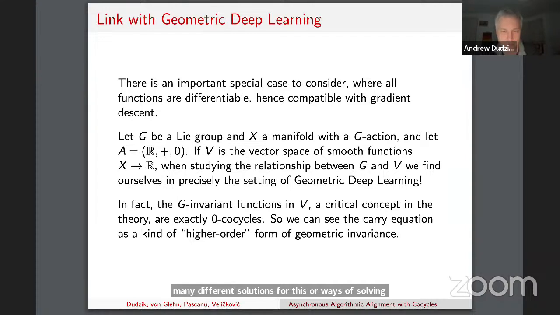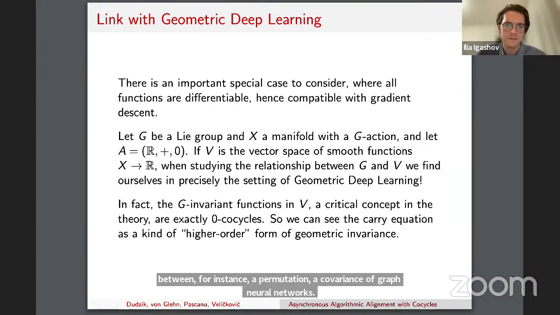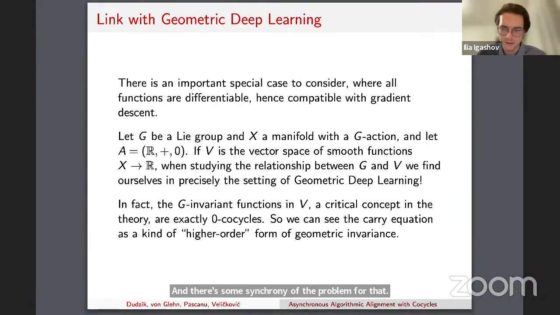So is there any connection between, for instance, permutation equivariance of graph neural networks and this asynchrony of the problem that exists for some graph problems, like the Bellman-Ford algorithm?